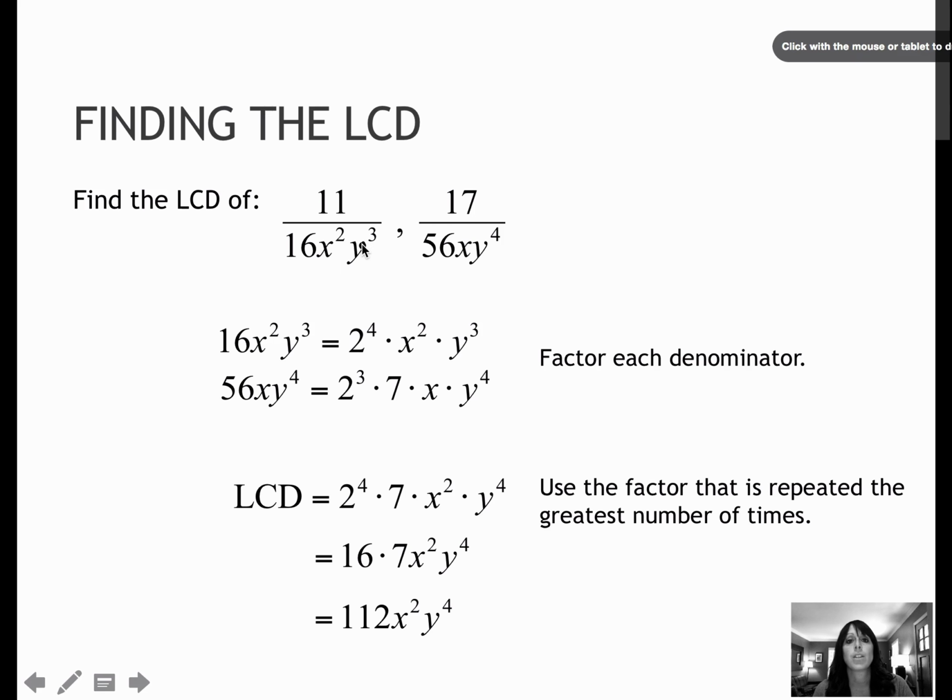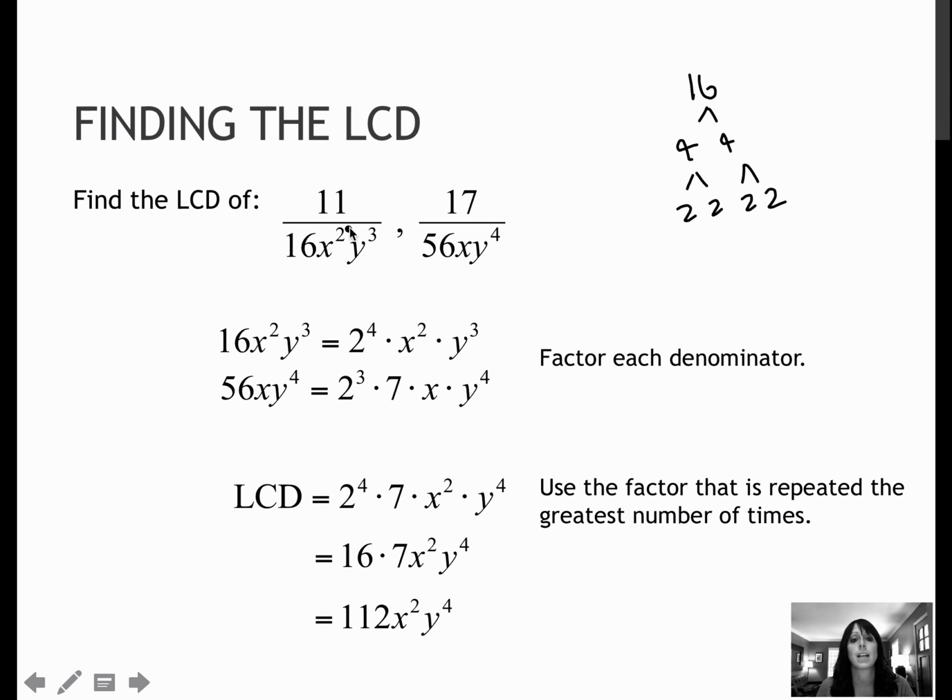16x squared y to the third. 16 breaks down into, if I made my factor tree, that would be 4 times 4, 2 times 2, 2 times 2, etc. That's where I get that 2 to the fourth, and then x to the second, y to the third. 56, same idea. I would break it down into my tree. It would be 2 to the third times 7 times x times y to the fourth.